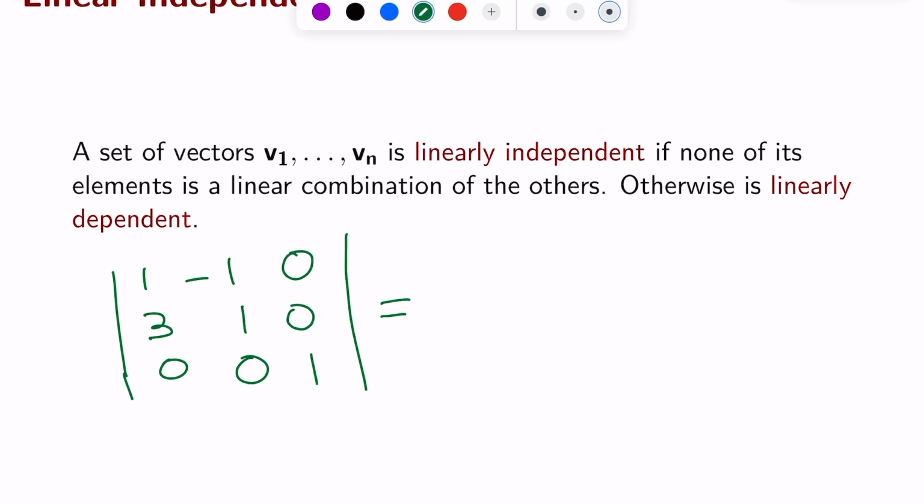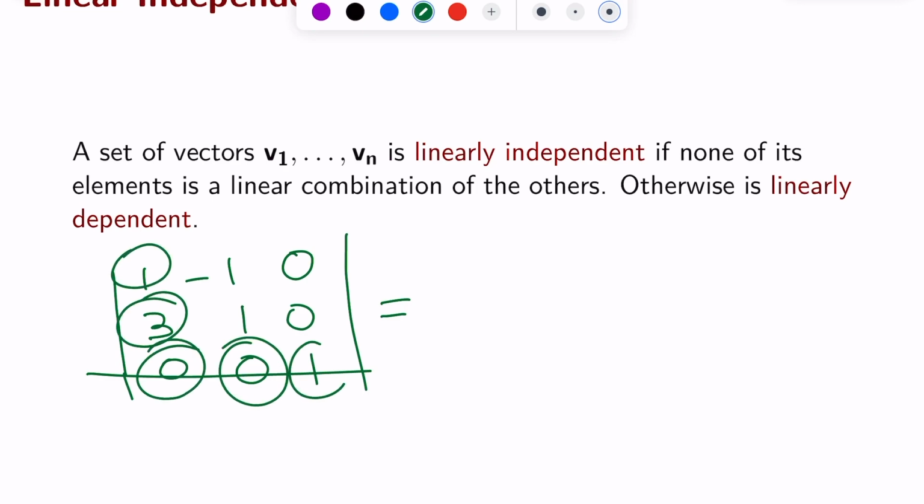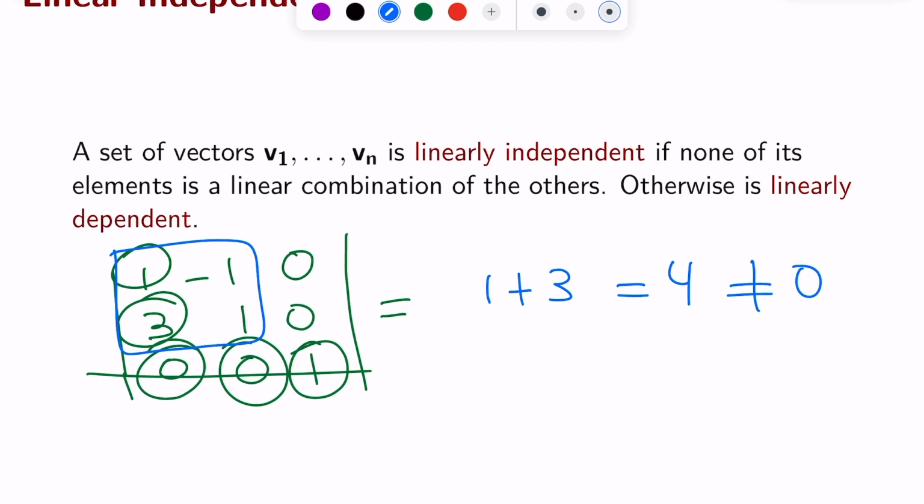So we expand this determinant by this row. That will be plus, minus, plus, minus, plus. So that will be just plus this minor here. So then it will be 1 minus 3, which is 4, which is not 0. So that means that the system has a unique solution.